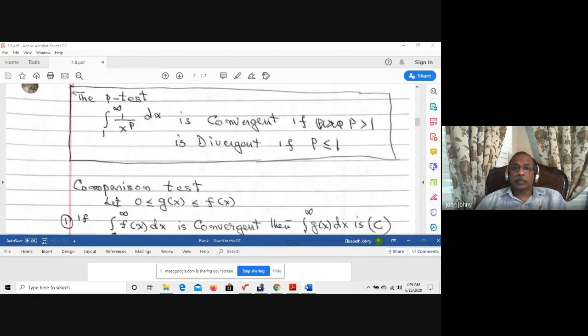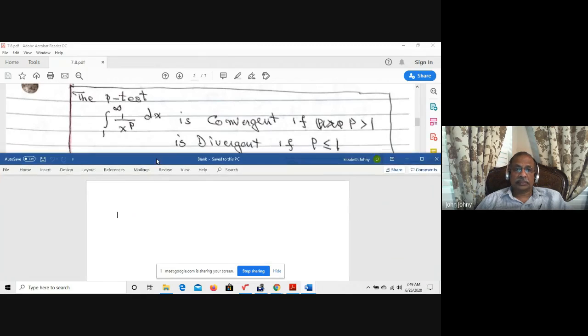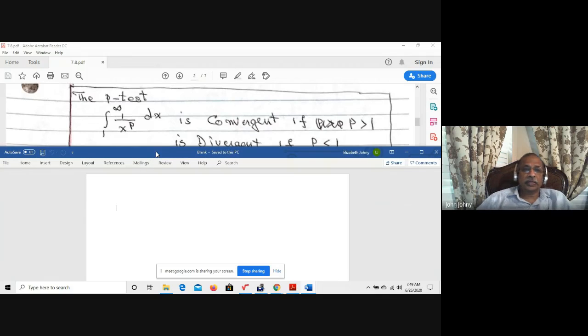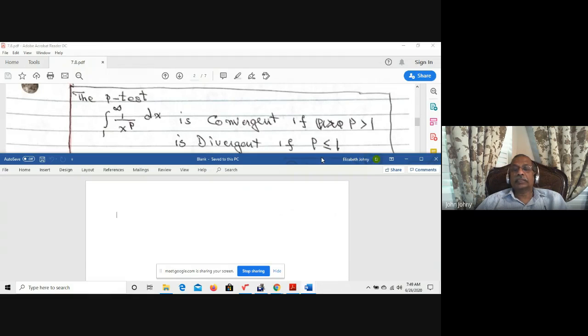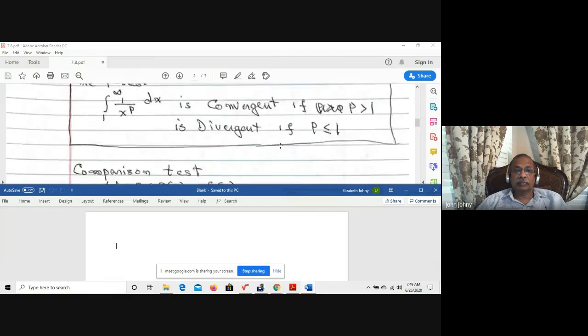Okay, so now there comes a very important test for convergence. This is known by the name the p-test. The integral from 1 to infinity of 1 over x to the p is convergent if p is greater than 1 and divergent if p is less than or equal to 1. If p is 1, it is divergent. If p is anything less than 1, it is divergent. But if p is greater than 1, it is convergent. So this is known by the name the p-test.